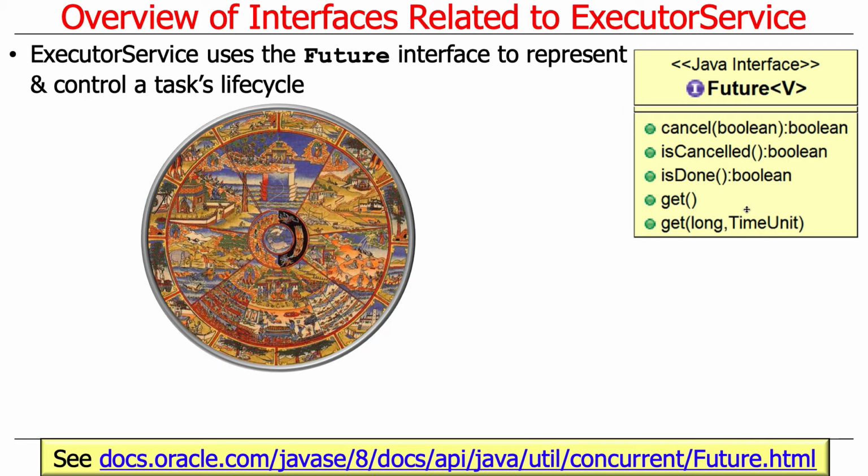Command processor and command are one-way calls, but active object gets results back from asynchronous operations. And at the heart of the active object pattern's ability to get results back from two-way calls is the concept of a future. And this is what's used to represent and control the life cycle of a task that has been submitted to run asynchronously.